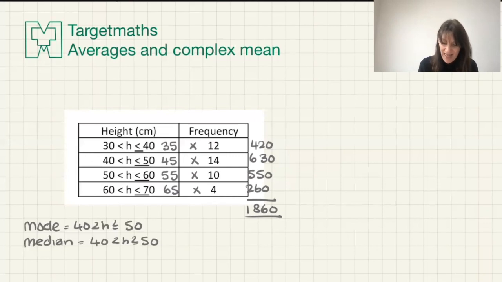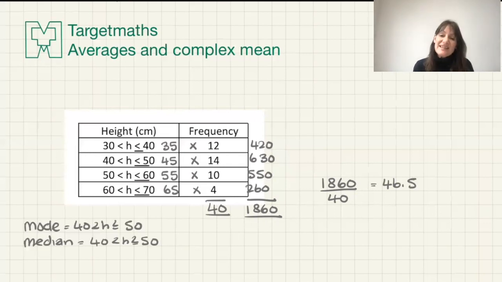How many are there is here in our frequency. I've got 12 in this class and 14 in this class and so on. So this total frequency is how many are there. So I've got a total of 40. So I'm going to divide by how many are there, divide by that 40, and I get 46.5.